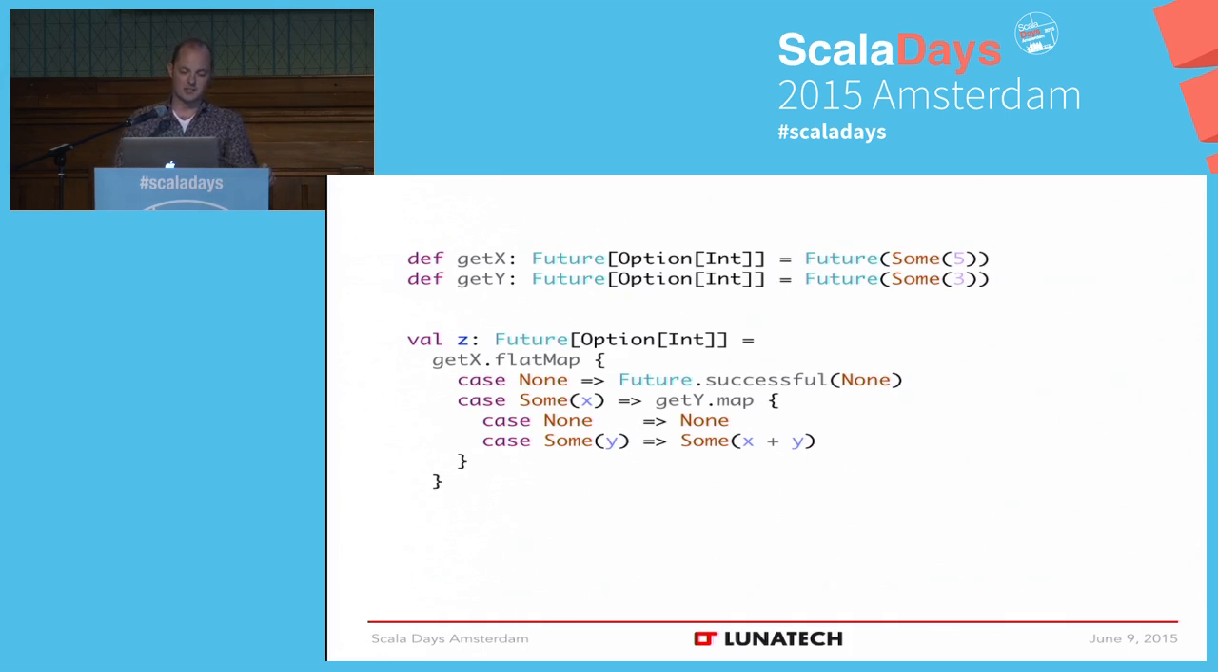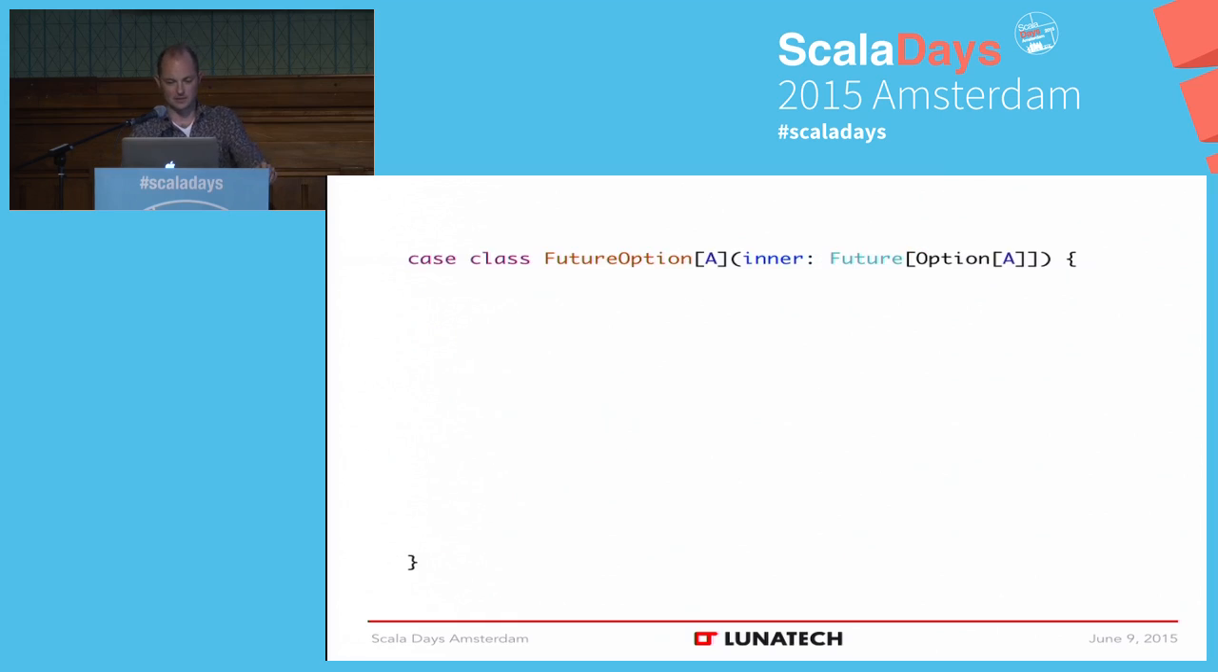So that's basically what we're going to solve, and the solution is not very hard. We'll just define a new wrapper. Let's call it FutureOption, that contains one of these structures. It contains an inner value of FutureOption[A]. And now we're going to implement map and flatMap on this thing, but in such a way that it works on the most inner value.